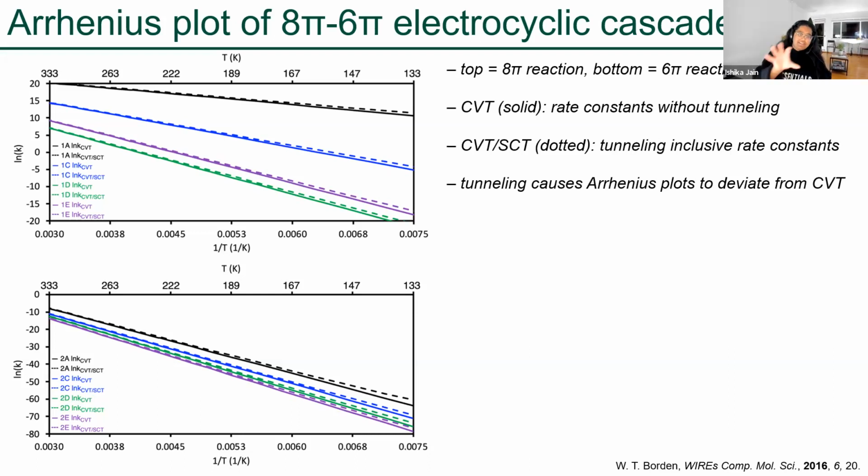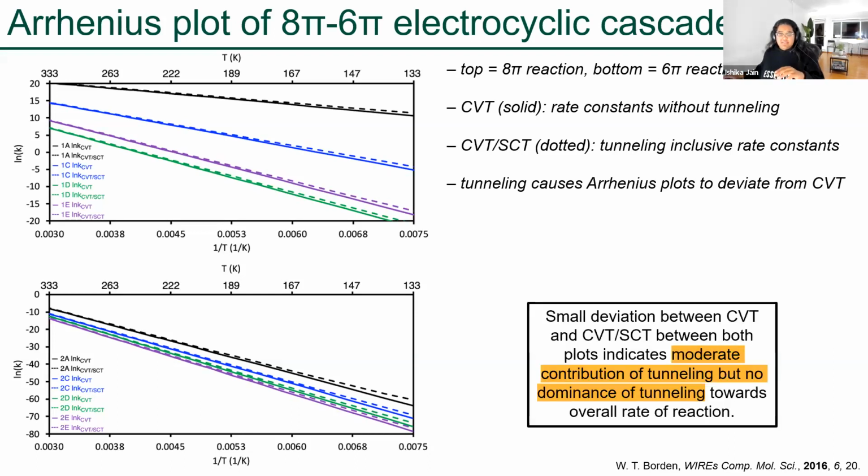And in both plots, we can see that there is a slight contribution of tunneling here, more dramatically in the 6 pi part than the 8 pi part. But if we want to summarize what we see here, we see that there is a small deviation in both plots that indicate a moderate contribution of tunneling, but no actual dominance of tunneling towards the overall rates.